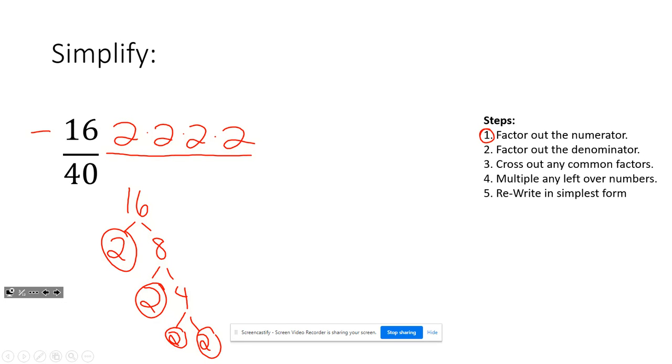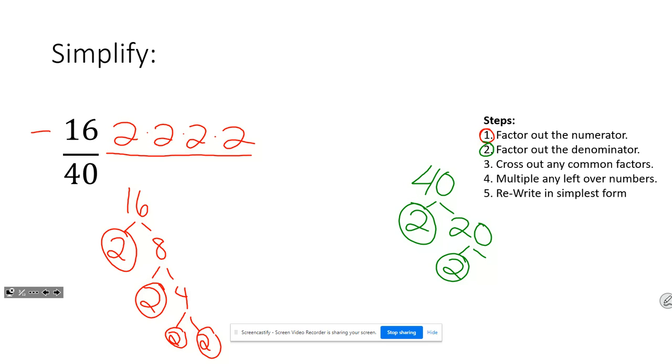And now let's factor out the denominator. So we're going to factor out 40. What are 2 factors that make 40? 2 times 20 makes 40. 2 is a prime number, so we'll circle it. We can still factor out 20. 2 times what is equal to 20? 2 times 10. 2 is a prime number, so we circled it again.